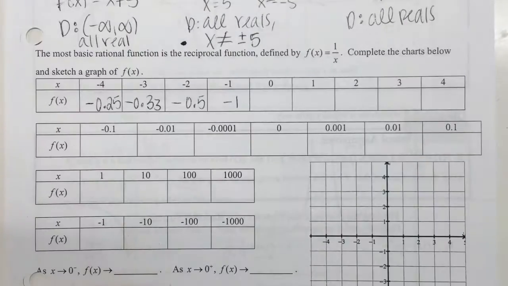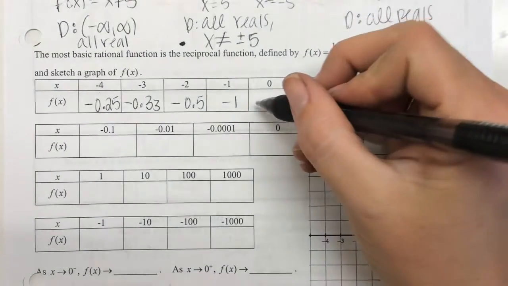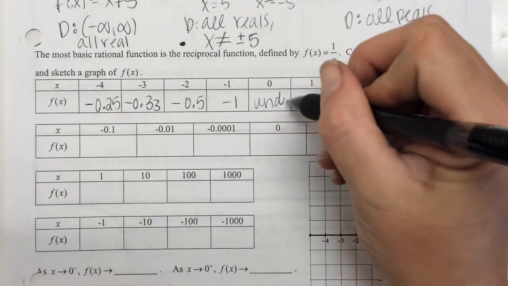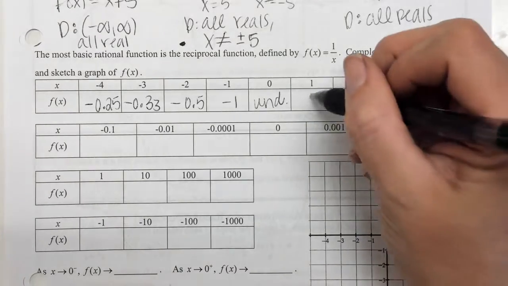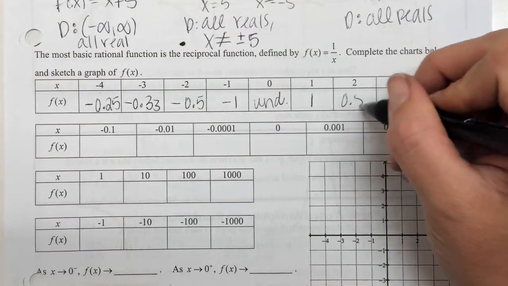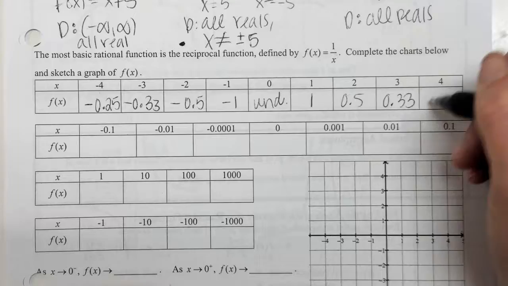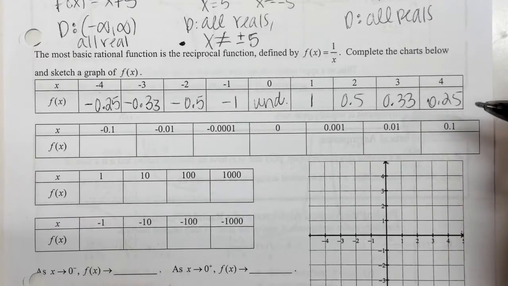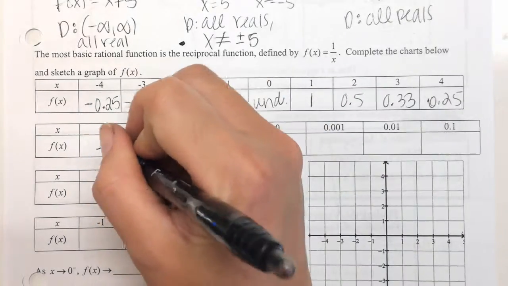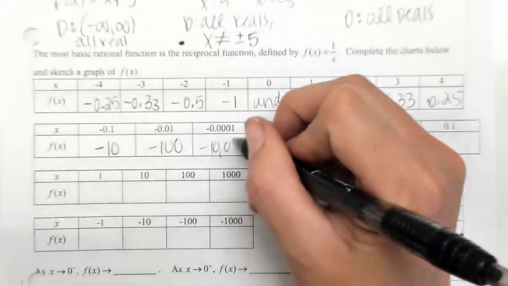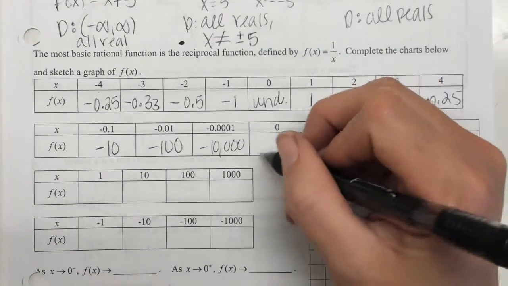Alright, you see at 0 that 1 divided by 0 is going to be undefined, so I'm going to put UND there, undefined. Again, here it'll be undefined.